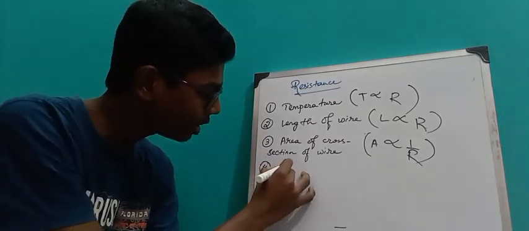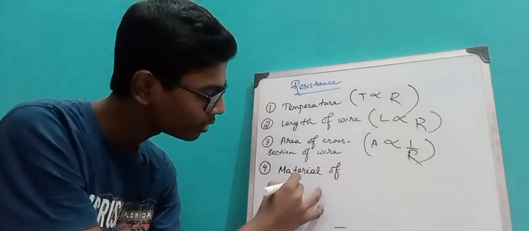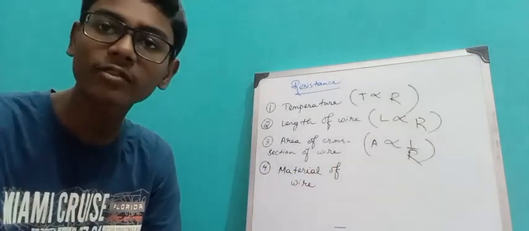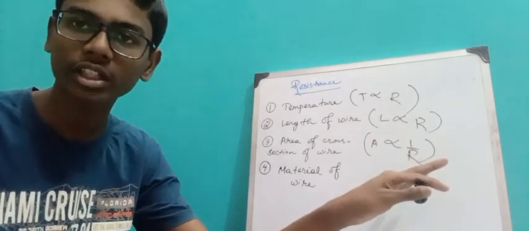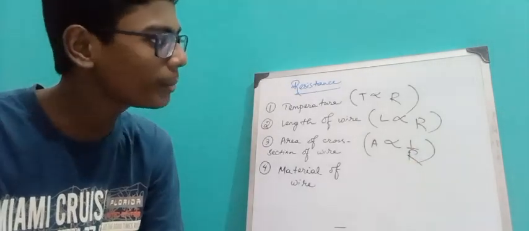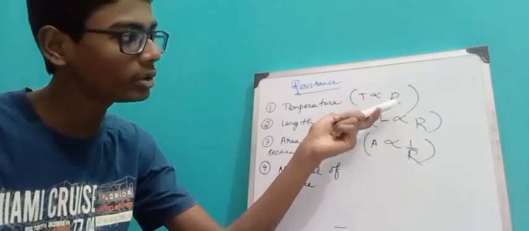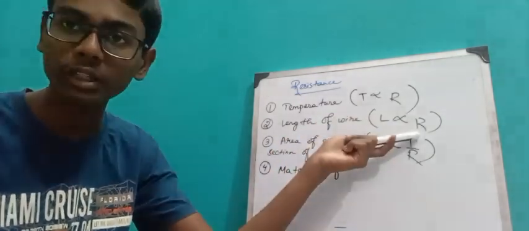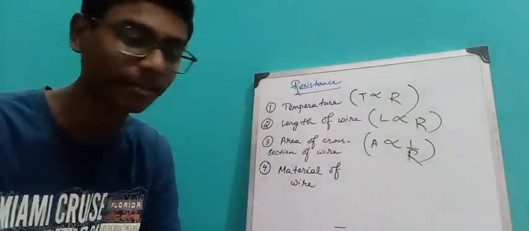Fourth is the material of the wire. Material of the wire means resistance varies from one material to another. So here we do not have any relation like this. And in the beginning, while explaining the topic, I told you these two to be inversely proportional, but sorry, this will be directly proportional, and not inversely.